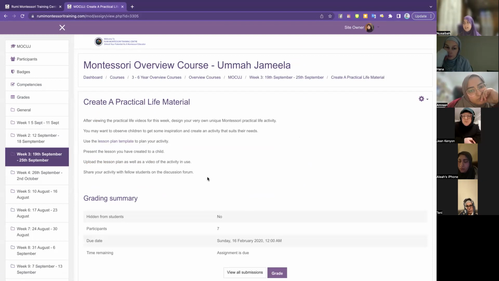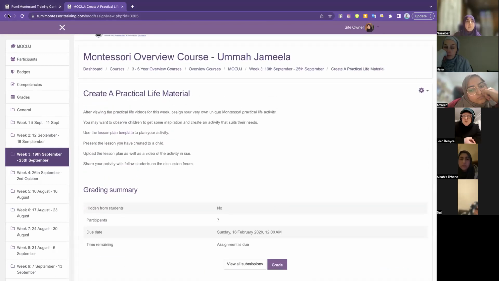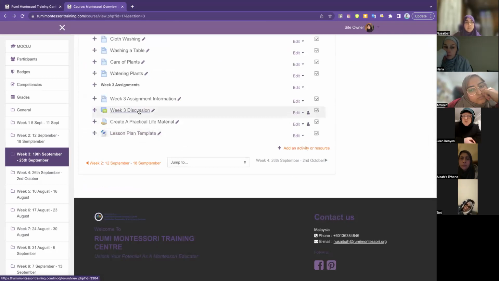So for example, the children recently had a cake, and then using a knife to cut the cake. How could you break that down into either a lesson or several lessons to build the child's ability up to that? So really look at a skill that's needed, that you've observed is needed, and then create your own activity for that. You can have a look at the instructions, and then there's a lesson plan template for you to fill in.